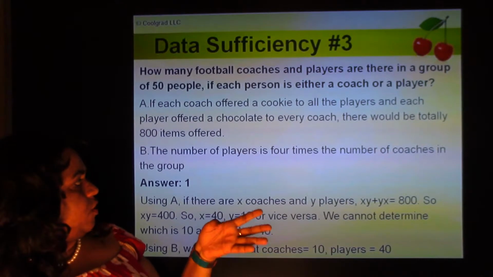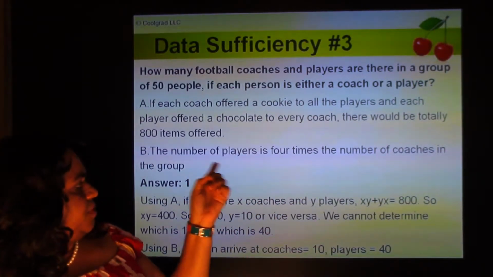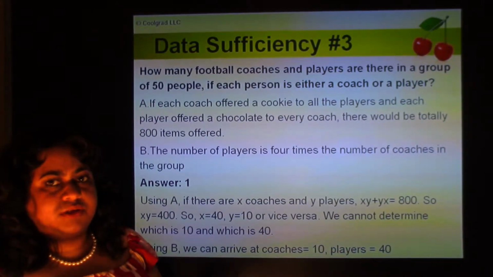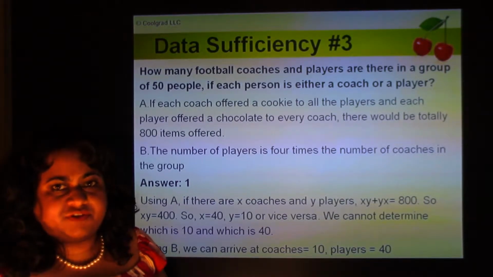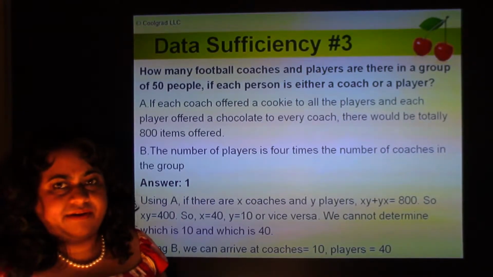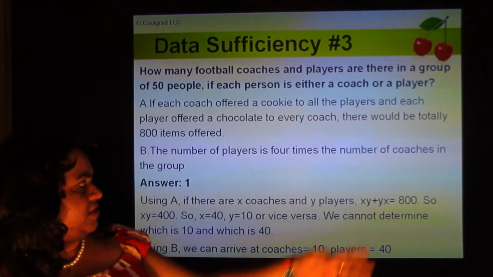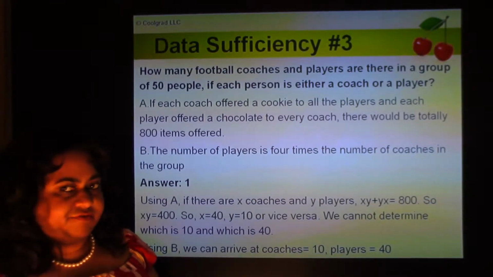Okay? So, players plus coaches is 50. And players is 4 times the number of coaches. So 4 times the number of coaches plus the number of coaches equal to 50. So 5 times the number of coaches is 50 and the number of coaches is 10. So using statement B alone, we can say that the number of coaches is 10 and the number of players is 40. So B alone is enough.